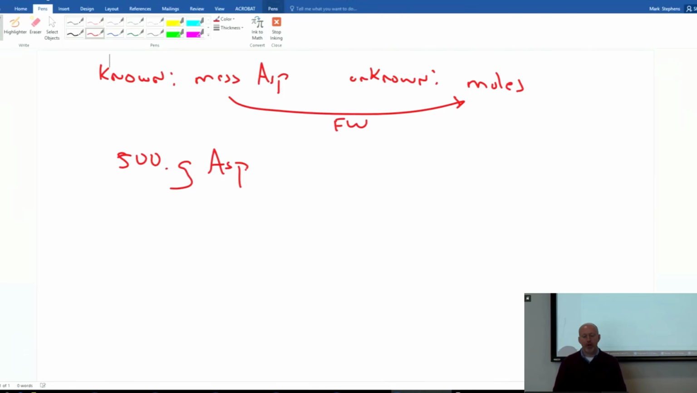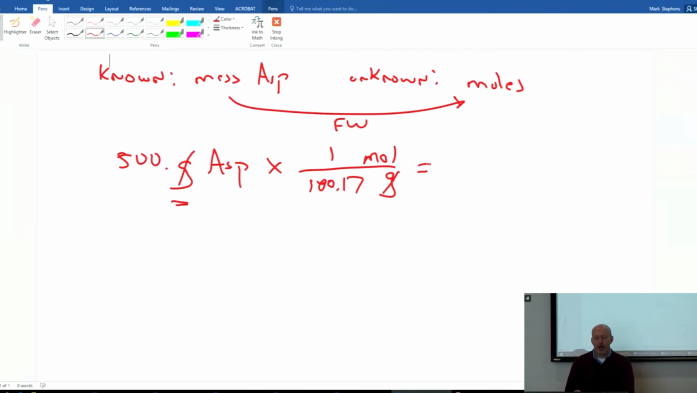So I'll start off with my known material, 500 grams of aspirin. Again, my known material is always fully defined as a number, a unit, and an identity. And now I've got formula weight as my single step that does my conversion. My conversion is set up so that whatever I have as my unit of my known becomes the denominator of the conversion factor. If I'm going to use formula weight, it has a standard setup of grams per mole. In these conversions with moles, I always put a 1 in front of the mole. So the gram number I calculated for aspirin, which was 180.17, is going to go in the denominator. The grams will now cancel out, and I'm left with moles of aspirin.